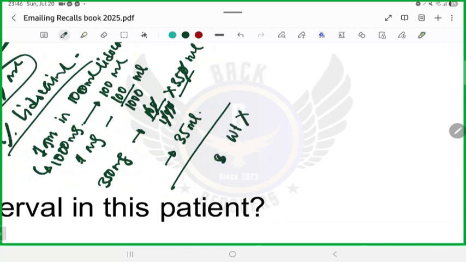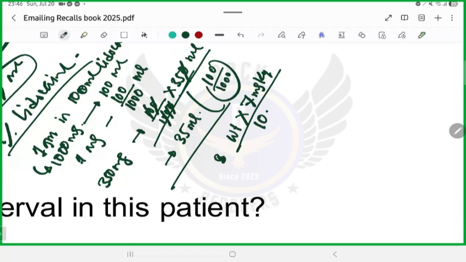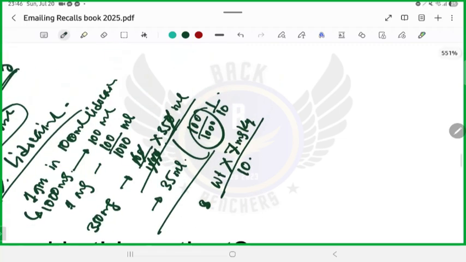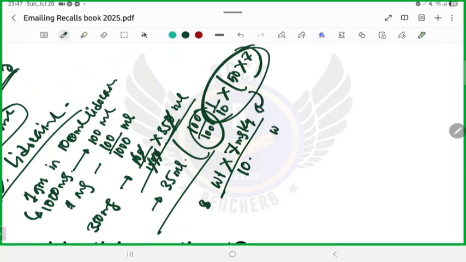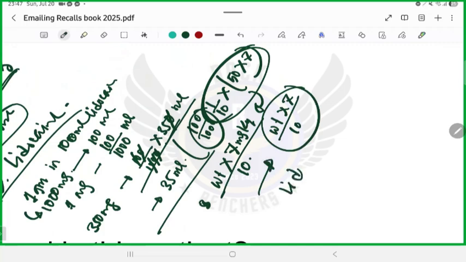Weight into highest dose, 7 milligram per kg, by 10. Simple. That's how we get it, right? So let's break it down. 100 by 1000 would be 10. So 1 by 10 into, how did we get 350? We have a 50 kg male with 7 milligram per kg, right? So what we did, we just made it like this: weight into 7 by 10. This will be the dose of lidocaine with adrenaline, 1% lidocaine with adrenaline.